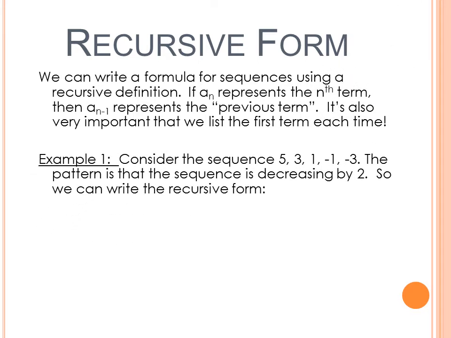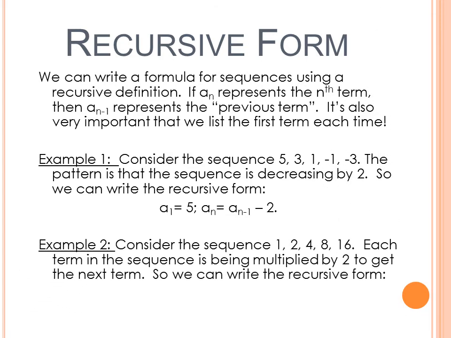Consider the sequence 5, 3, 1, -1, -3. The pattern is that the sequence is decreasing by 2 each time. So to write the recursive form, we would first need to say what the first term is, which in this case is 5. And then we can take the previous term and subtract 2 every single time to get the next term. So we would write a sub 1 equals 5, and a sub n, which represents any term, is equal to the previous term, written a sub n minus 1, minus 2.